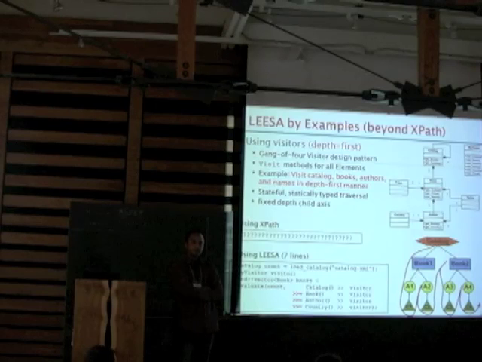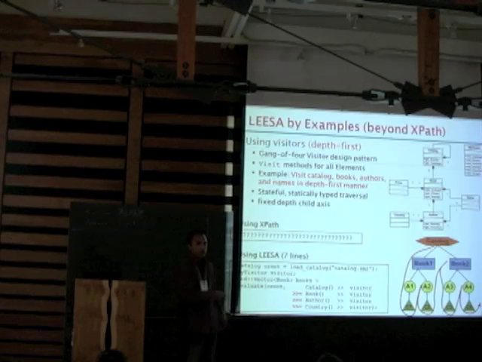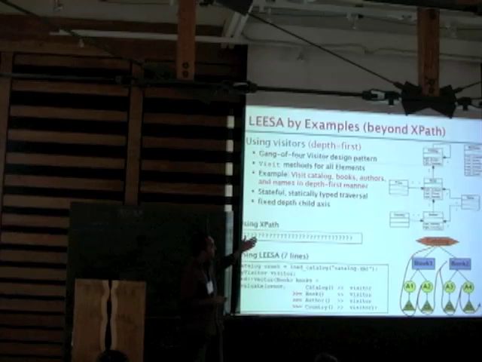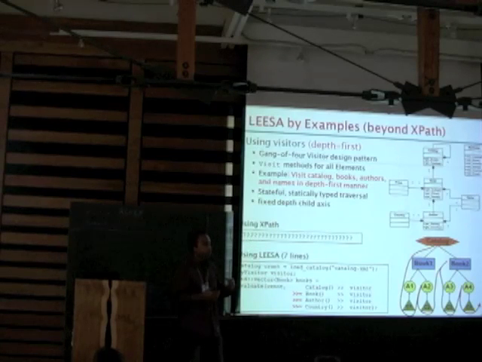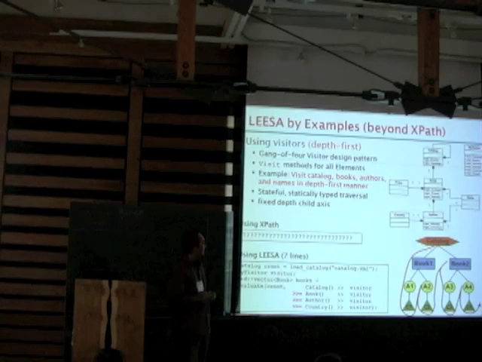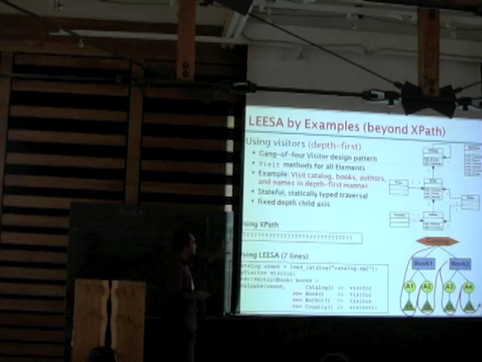Question? I'm having trouble visualizing what's going on in the visitor, because these are different types. What is the visitor getting? So the visitor has these visit functions: visit catalog, book, author, name, and depending upon your stateful traversal, those will be called. I didn't see that. Yeah, it's kind of hidden in the corner. Again, I don't think it can be done in XPath.